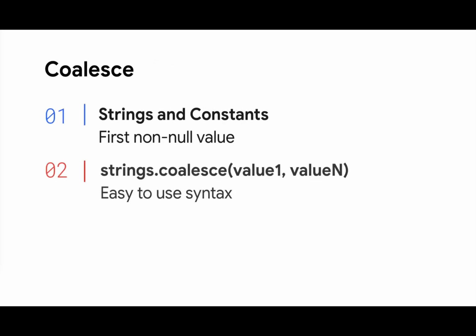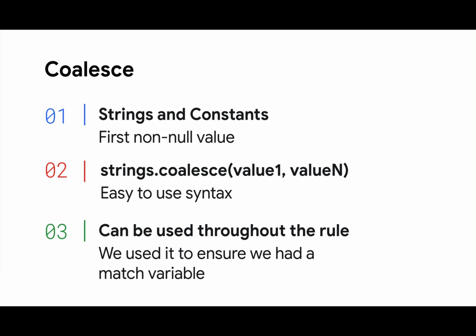Remember, when working with the strings.coalesce function, that it's used with string fields and constants and will return the first non-null value, so the order of the values is important to consider. The syntax is very straightforward. Just order your n number of values carefully. While we only focused on using coalesce in the events and match sections, it can also be used with the outcome section as well.